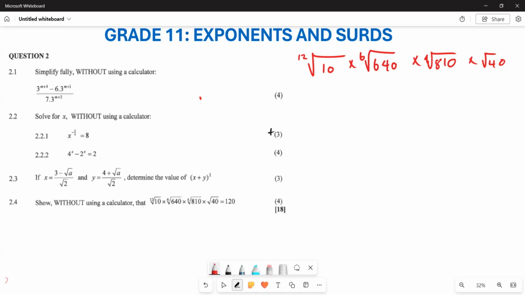So what is going to be this one first? If you start with the first one, we know that this can still be expressed as 10 to the power of 1 over 12. This is one and the same thing, right? So that's the first thing that you can take note of. Now, the second one, this is multiplied by 640. This is going to be the same as what?